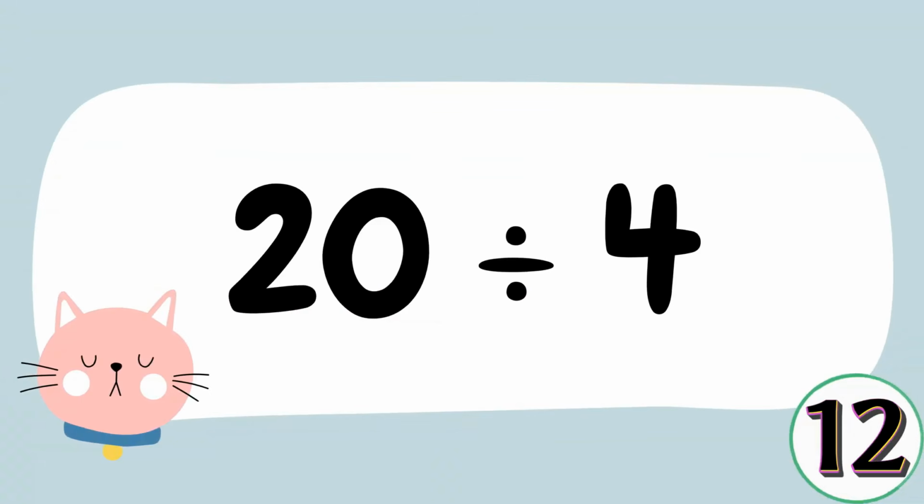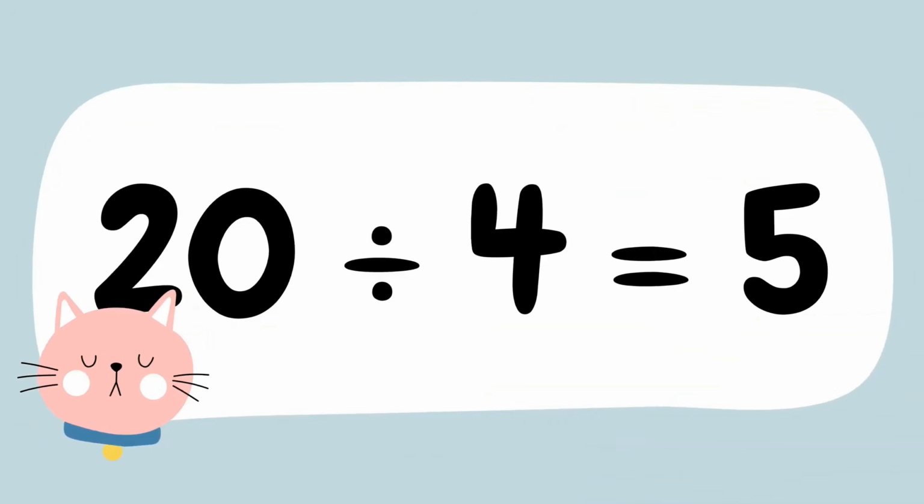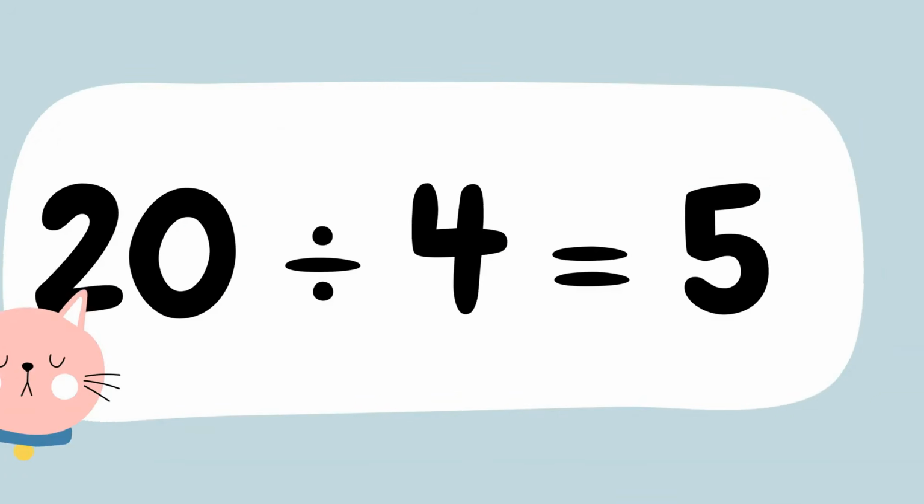What is 20 divided by 4? The answer is 5. 20 divided by 4 is 5.